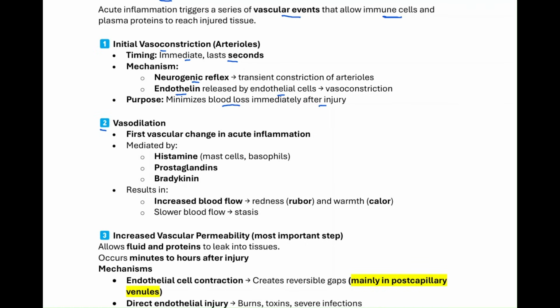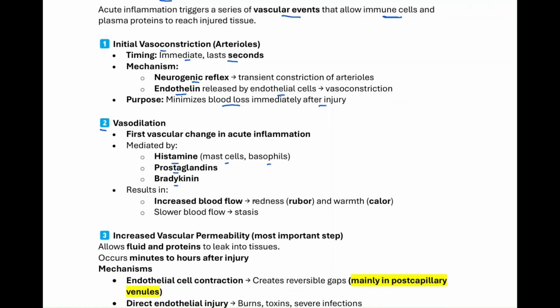This vasodilation is actually the first vascular change that we see in acute inflammation. It is mediated by histamine from mast cells and basophils, prostaglandin, and bradykinin. What are these chemical mediators doing? They are going to cause vasodilation, and by causing vasodilation, as you know, that will increase blood flow.